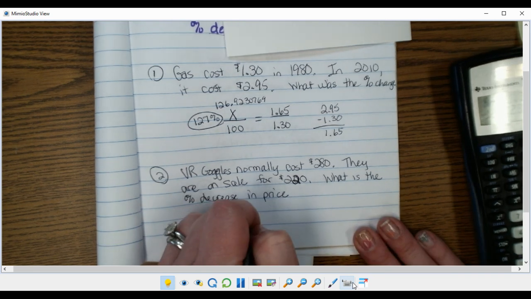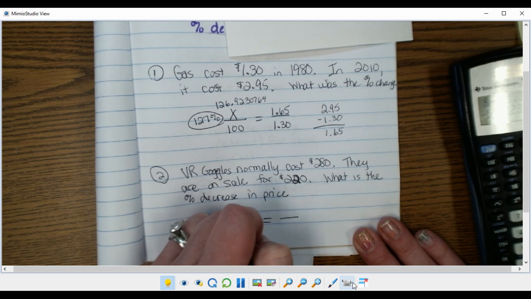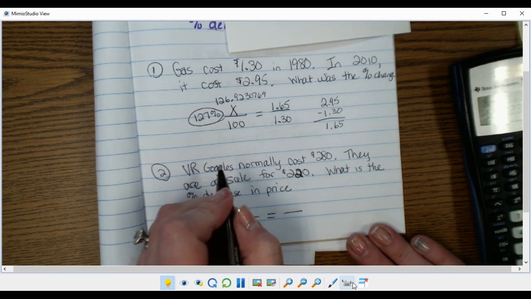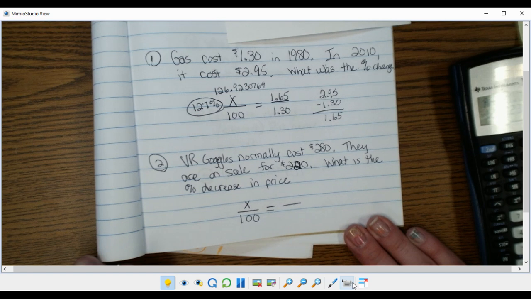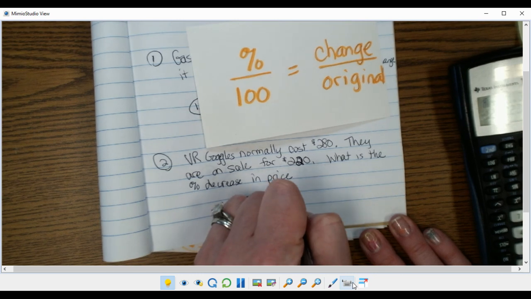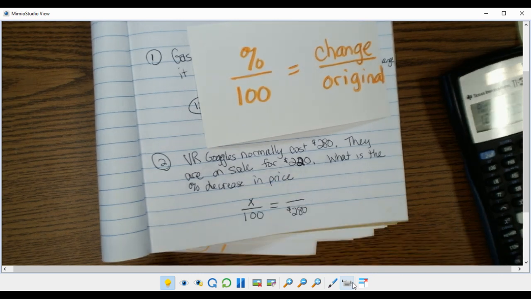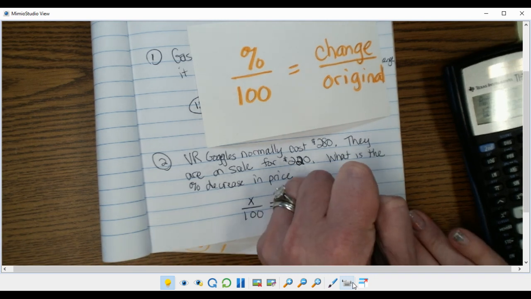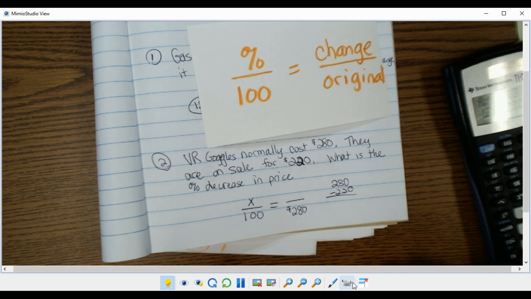All right, so we're going to set it up the same way. Line equals line, 100 on the bottom. I know I'm looking for my percent, so I'm going to put that X in there right away. The original, what's the original normal everyday price? In this case, 280. And here's where students tend to make mistakes. You cannot just pluck the information out of the problem. You have an extra step. You need to subtract and find out how much it changed.